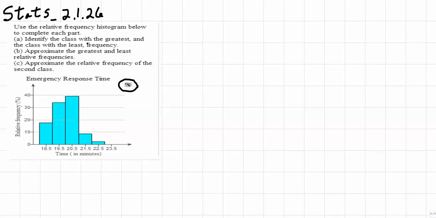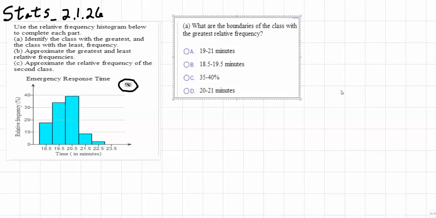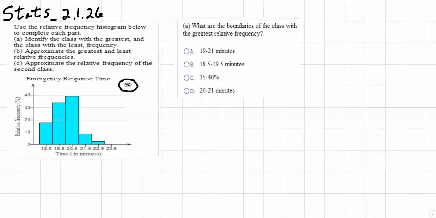So part A, identify the class with the greatest and the class with the least frequency. In the problem, you'll be asked to use a multiple choice format, and we'll ask you different ways of answering this question. Let me show you the example. Now this is multiple choice here. What are the boundaries of the class with the greatest relative frequency? You're given four choices. A, 19 to 21 minutes. B, 18.5 to 19.5 minutes. C is 35 to 40%, and D is 20 to 21 minutes.